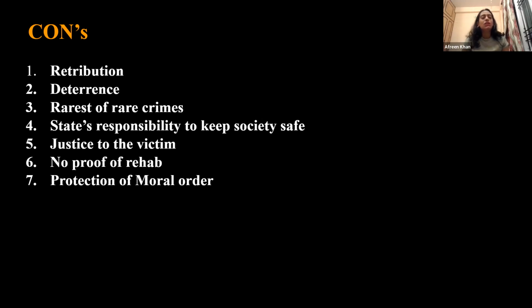Next is justice to the victim. When the victim or the victim's family is present and they see the culprit literally moving around, or in a prison and still alive, it basically breaks the purpose of justice that has been served.